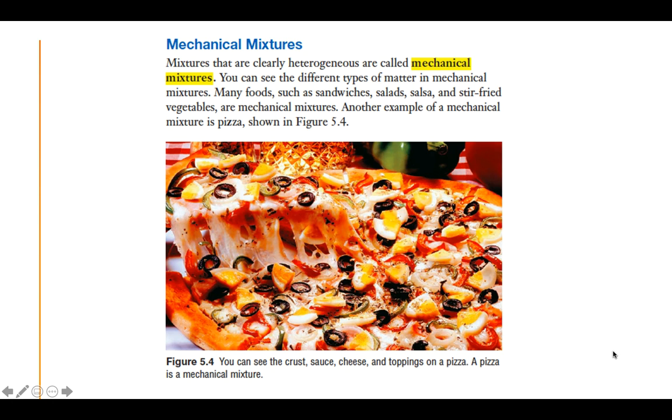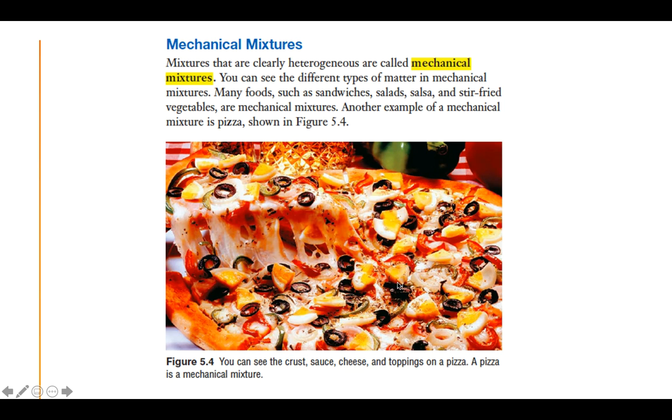So mechanical mixtures are mixtures that are clearly heterogeneous, or heterogeneous, whichever way you prefer to pronounce it. They are called mechanical mixtures. You can see the different types of matter in mechanical mixtures. Many foods such as sandwiches, salads, salsa, and stir-fried vegetables are mechanical mixtures.